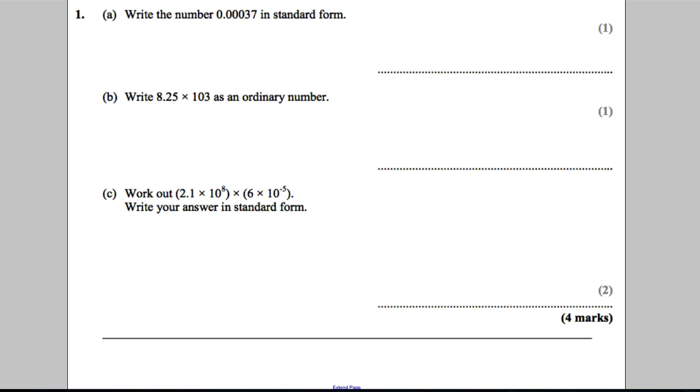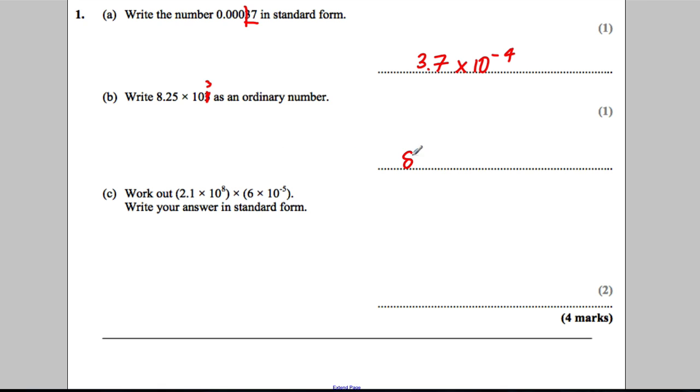Okay, so we're going to write this number in standard form. We're going to write down 3.7 to represent that number, and we count how many digits before this 3. 1, 2, 3, 4. So it's multiplied by 10 to the negative 4. What about this one? 8.25. That should have said to the power of 3. There was a little mistake there.